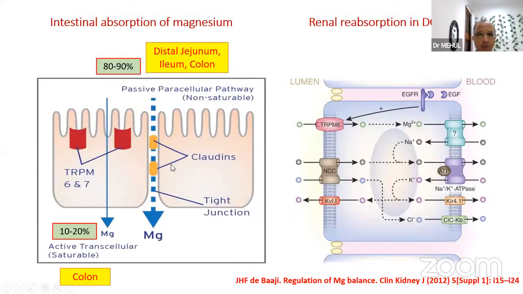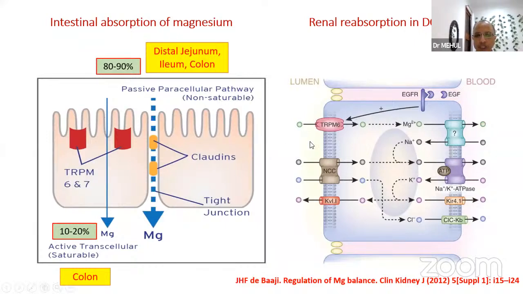Just to recap, most of the magnesium is absorbed in the distal jejunum, ileum, and colon, 90% through the paracellular pathway and 10% through the active transcellular pathway through the TRPM6 and 7 transporters. And it is a defect in this transporter which was responsible for the impaired oral magnesium absorption in this boy.